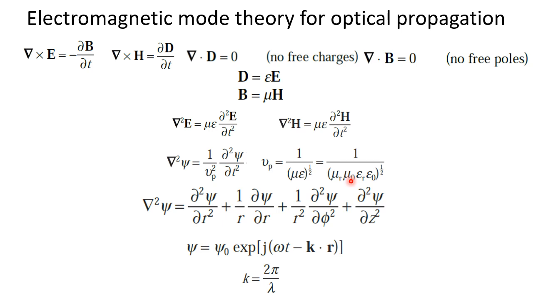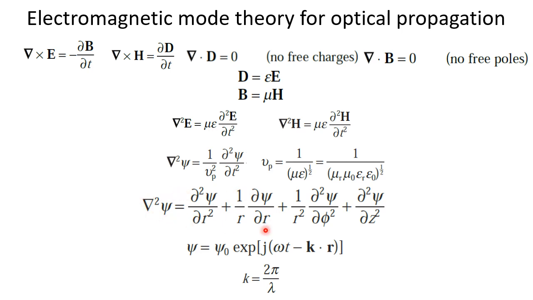Now in cylindrical coordinate system, we can write the expression for this Laplacian operator in this way, that del square psi equal to del 2 psi del r square plus 1 by r del psi del r plus 1 by r square del 2 psi del phi square plus del 2 psi del z square. This is in the cylindrical coordinate system.